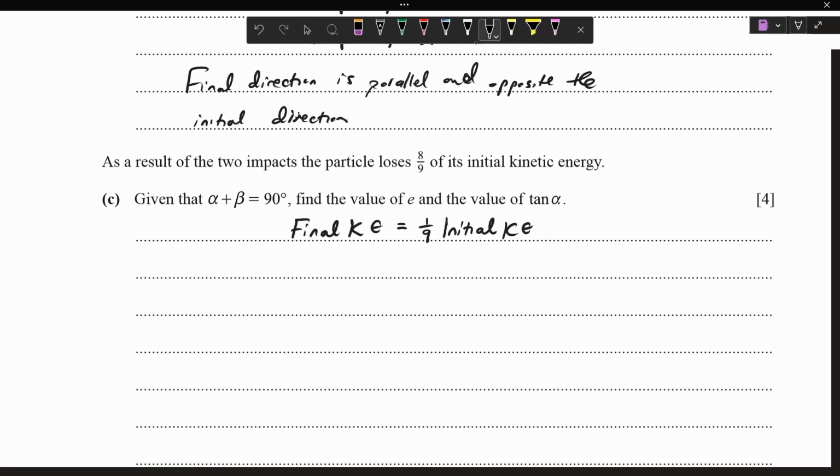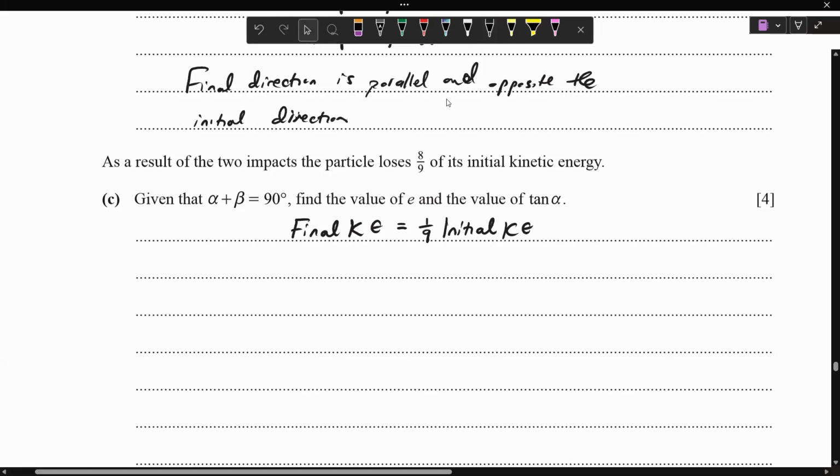So does it give the same meaning? Yeah, it should have the same meaning, because we're saying that it loses 8/9 of its initial kinetic energy, which means what remains is a ninth. The final kinetic energy is a ninth of the initial kinetic energy, since 8/9 of the energy has been lost. Okay.